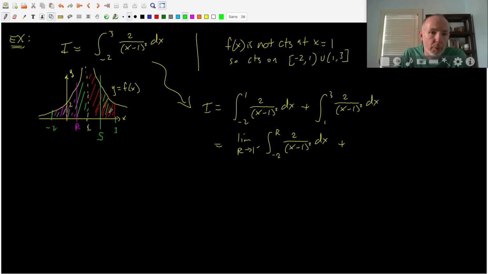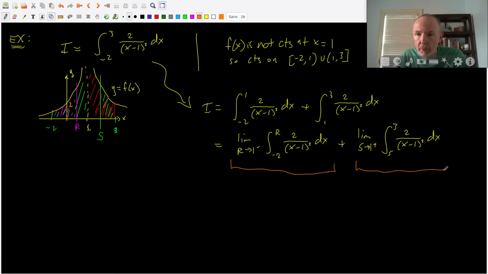And I'm going to integrate between s and 3. That looked like a 1. And then I'm going to take the limit as s moves towards 1. And importantly, those variables are different, right? This limit is completely separate from that limit there.